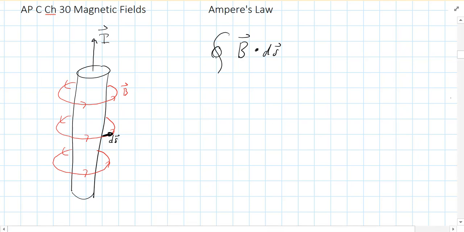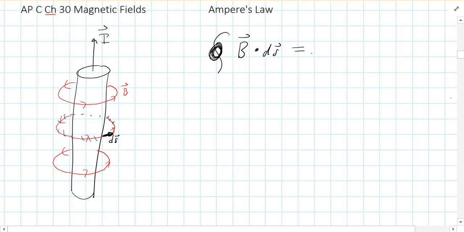So the closed loop here means that, like I just said, we're doing a path. We're going to go around this loop, and we're going to do one complete loop and end up where we started. That's what this loop in the integral means, okay? And we're doing B dot ds, so we want to take a path that's parallel to that field at all points, okay?